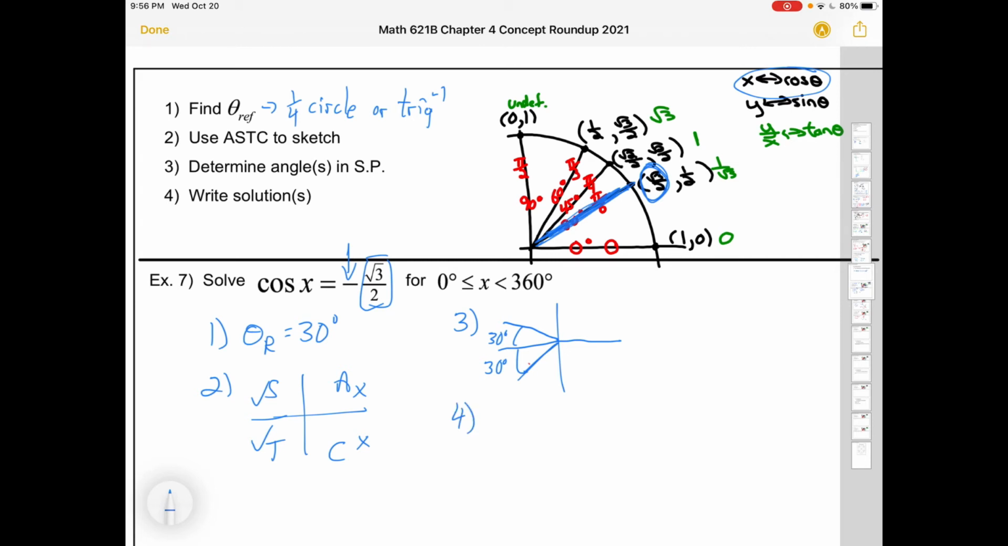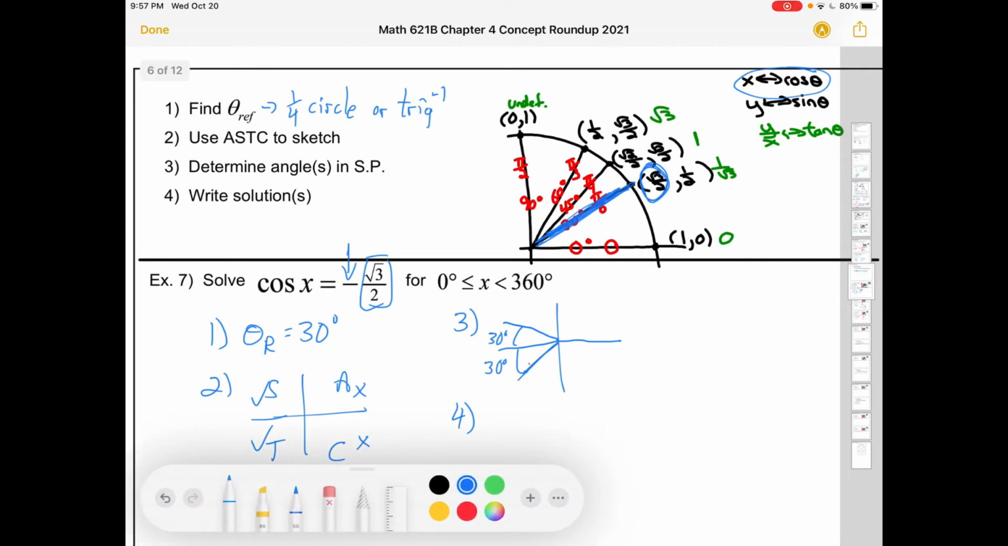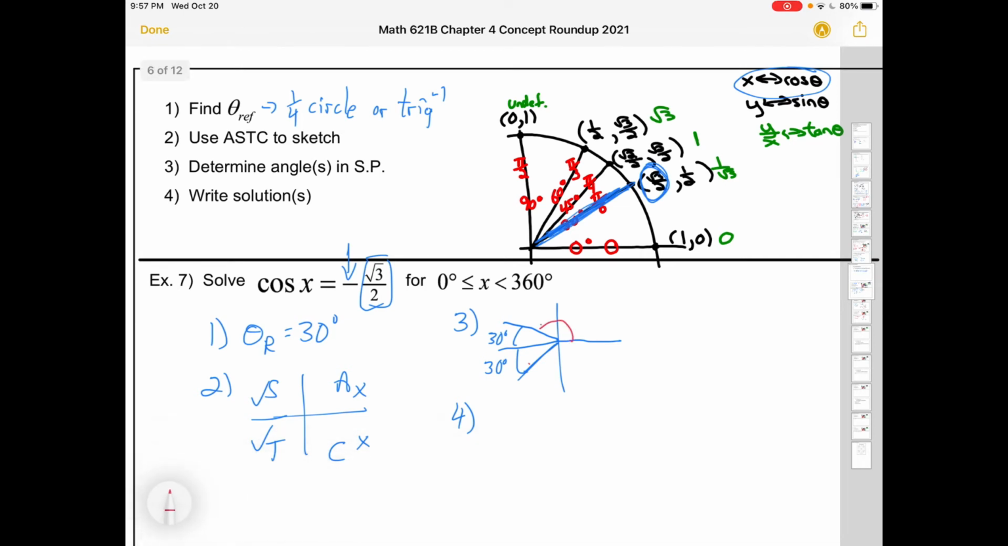Once I have that, it's not too bad for me just to write the answers. I think I can figure out what this angle is just by going, oh, that one is 180 minus 30 degrees, or 150.